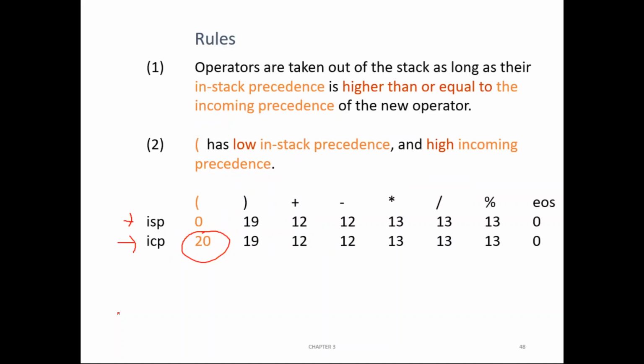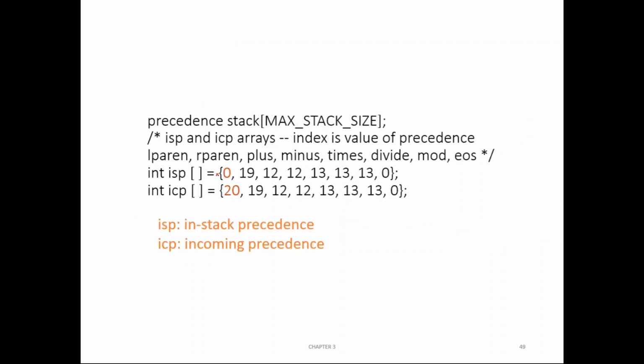So we have to maintain an array which stores the in-stack precedence and the incoming precedence. We are maintaining two arrays, int in_stack_precedence and int incoming_precedence. The in-stack precedence contains the values 0, 19, 12, 12, 13, 13, 13, 0. And the incoming precedence contains 20, 19, 12, 12, 13, 13, 13, 0.